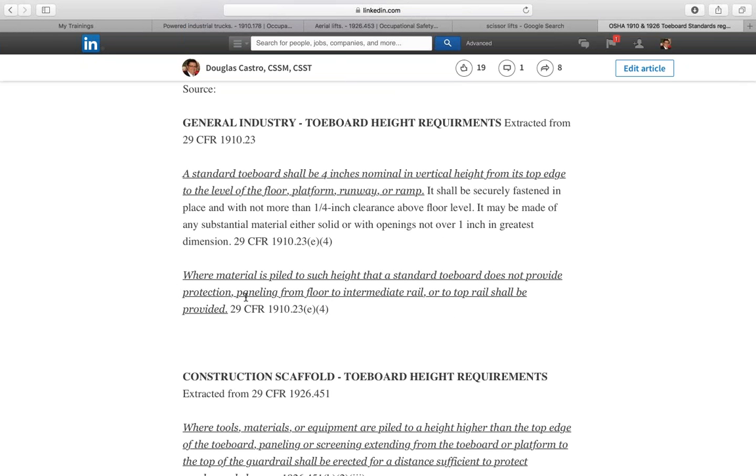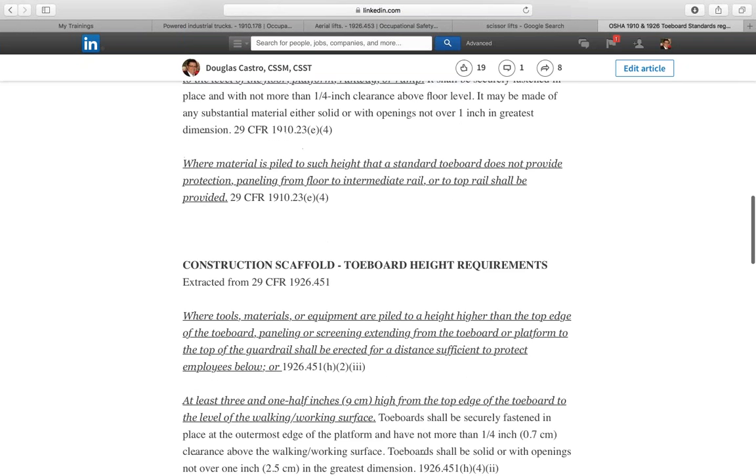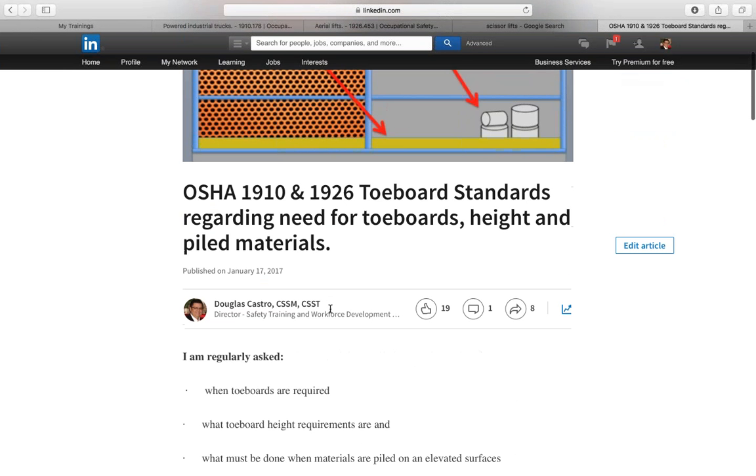Okay, but there you go, folks. There's the 1910 standard for general industry. And then there's your 1926.451 standard for construction, which is the one we just looked at. Okay, so sorry about that. Okay, great. All right, so that's the first one, and now let me show you the second one.